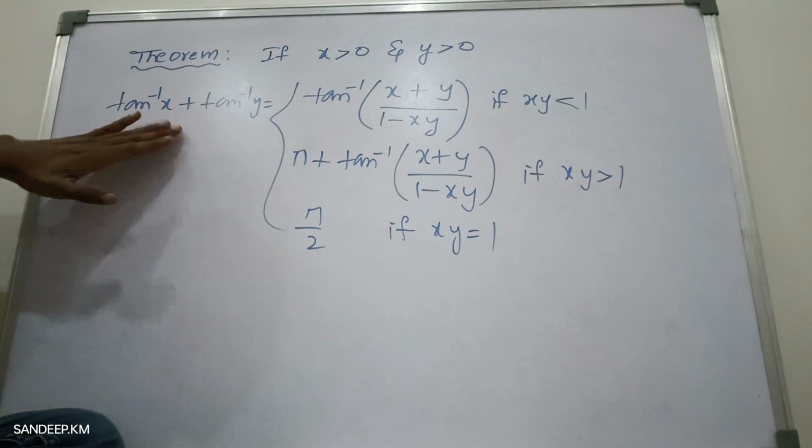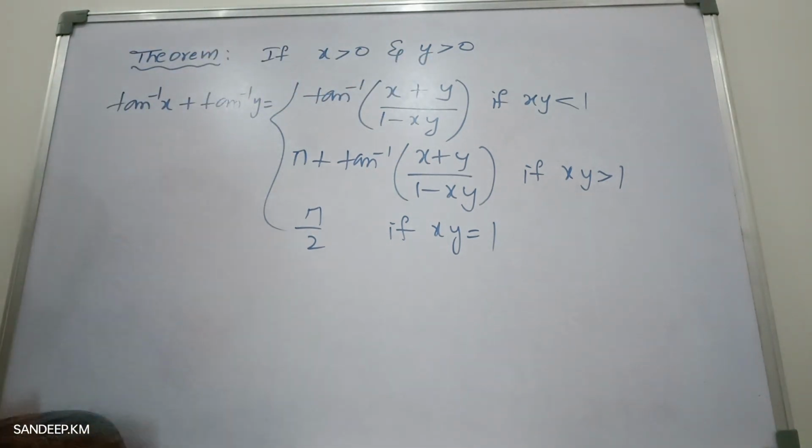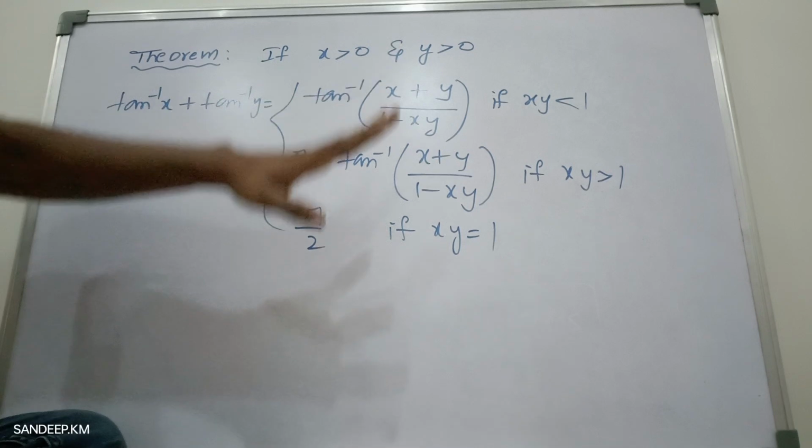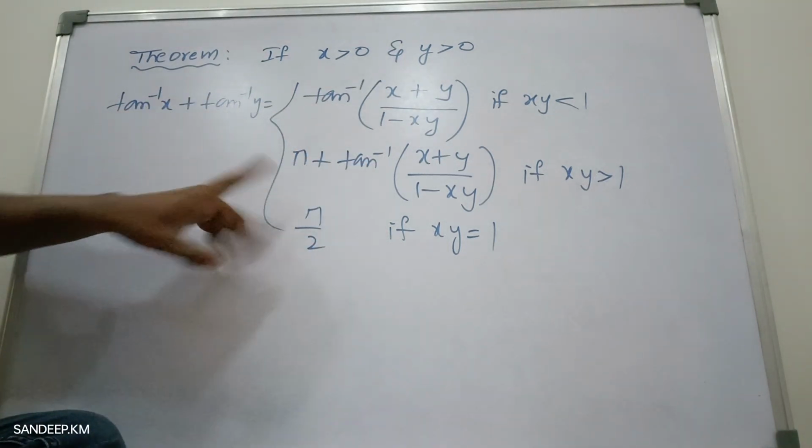See, this formula is correct if x is greater than 0 and y is greater than 0. Keep this in mind. And again we will see what the formula is if x is less than 0 and y is less than 0. So first of all, if x and y both are positive, then tan inverse x plus tan inverse y has three possible formulae.